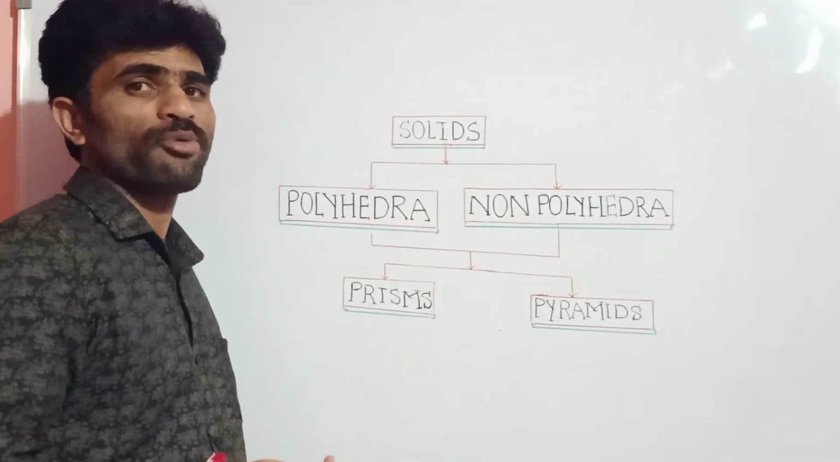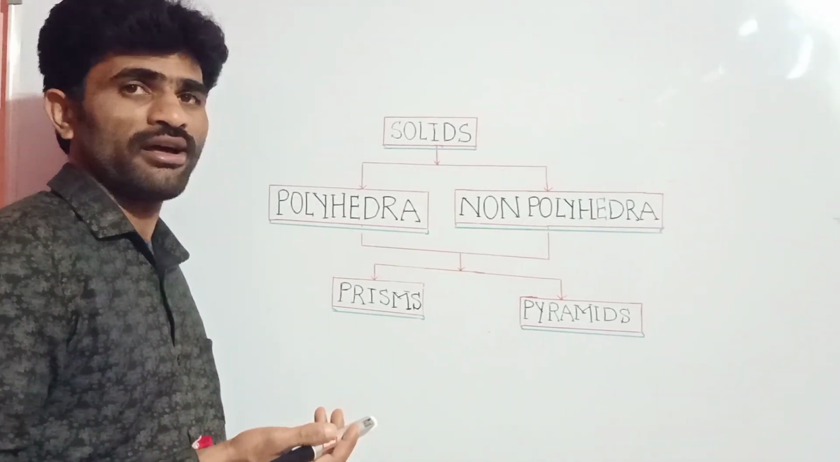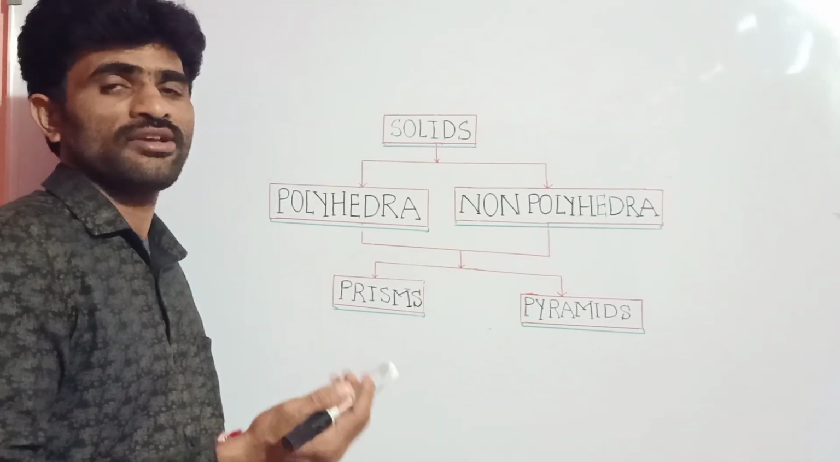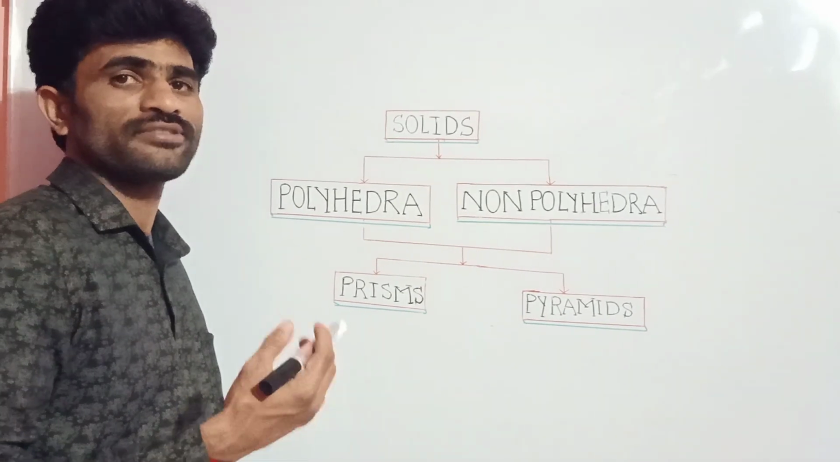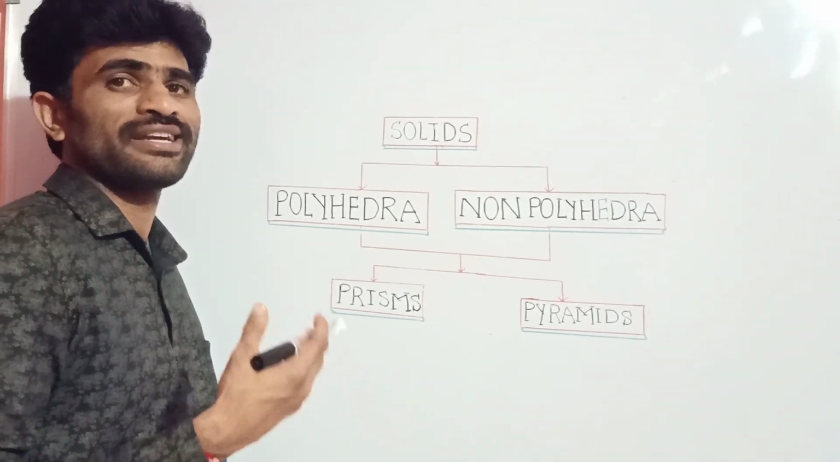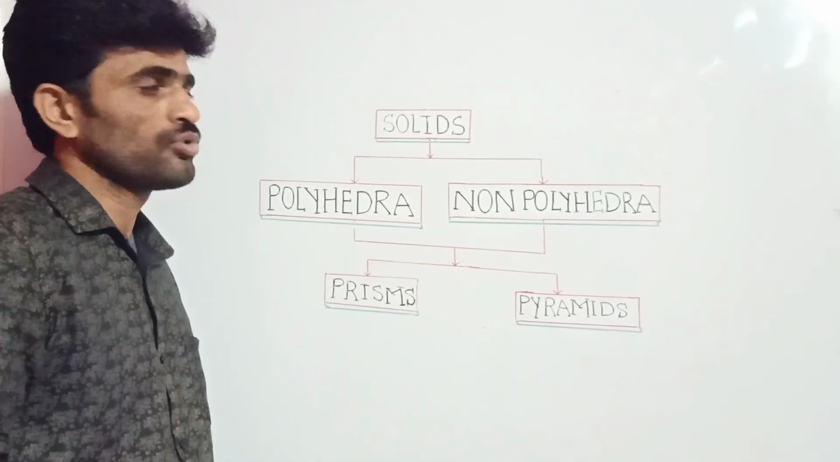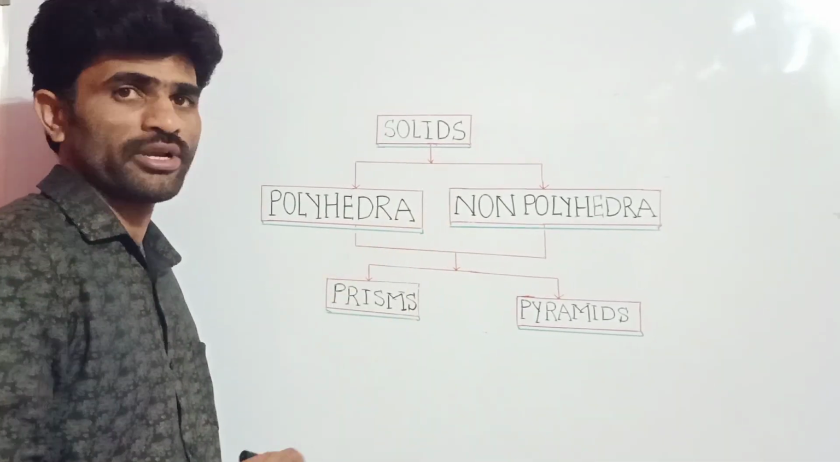So what are the non-polyhedra? Non-polyhedra are the solids in which surfaces are curved surfaces. For example, cone or cylinder, sphere. That type of solids we call non-polyhedra. So we discussed polyhedra and non-polyhedra.